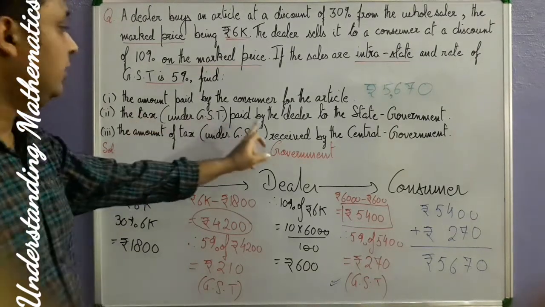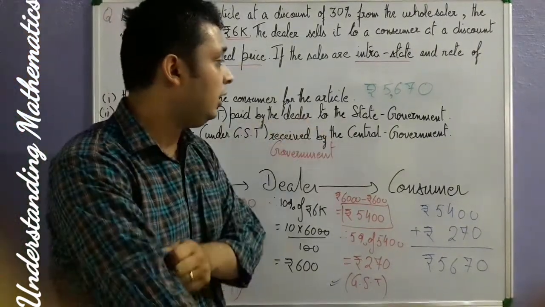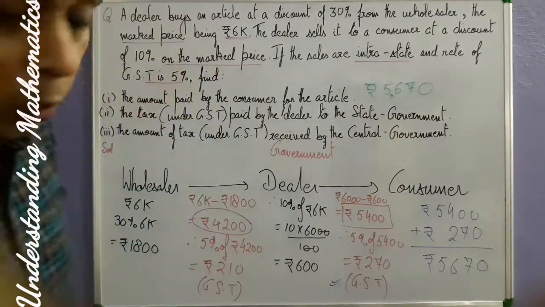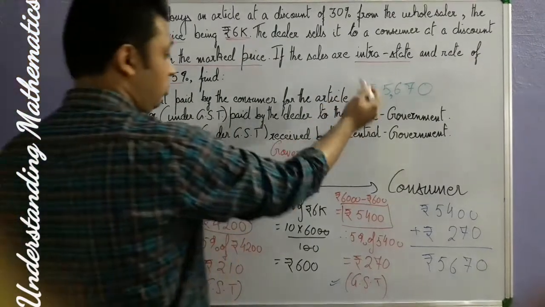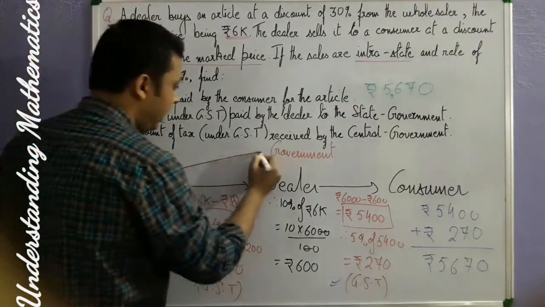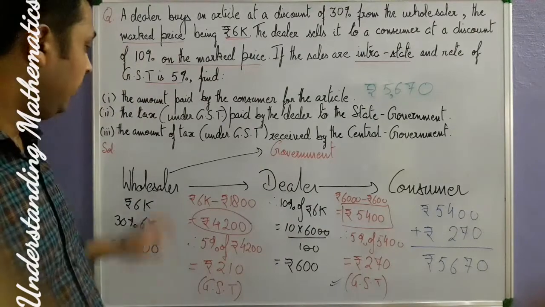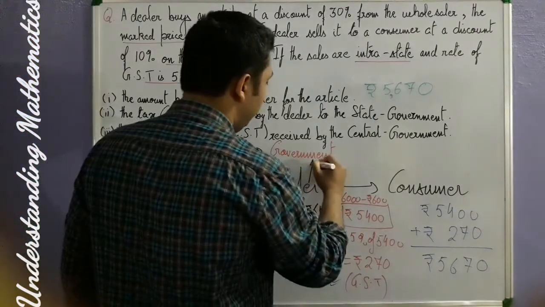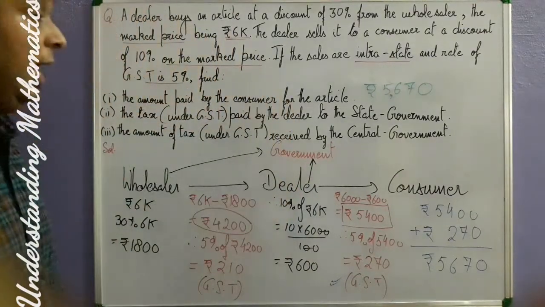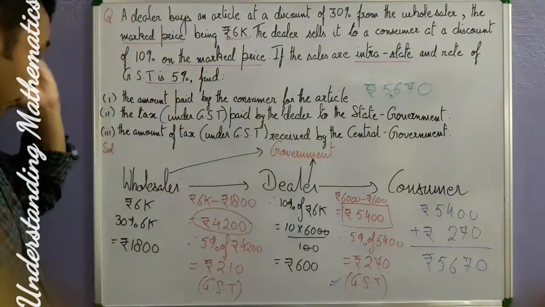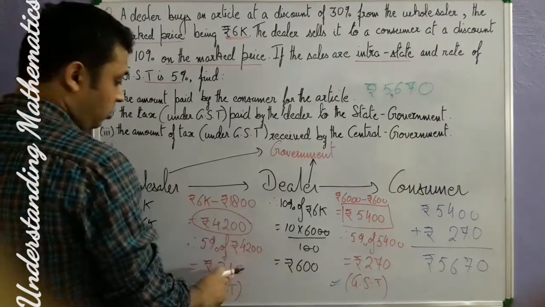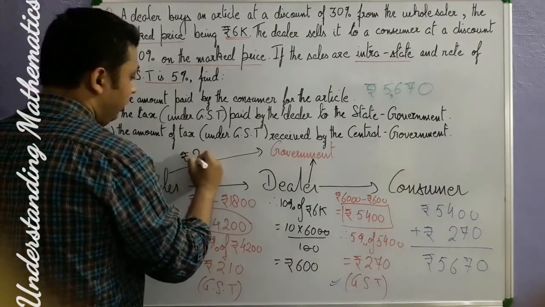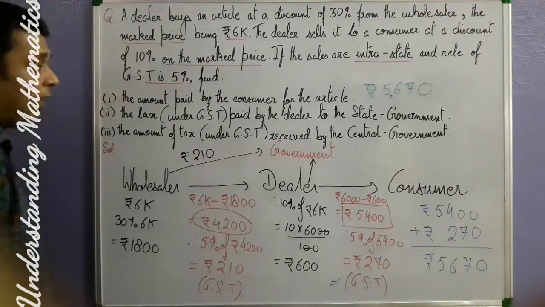Now the next part of the question says, the tax under GST paid by the dealer to the state government, how much? What do we have to do to solve these two parts? First we need to find how much tax will be given by the wholesaler to the government and how much tax will be given by the dealer to the government as GST. When the wholesaler collects rupees 210 as GST, this is the amount which will be given by the wholesaler to the government as GST.